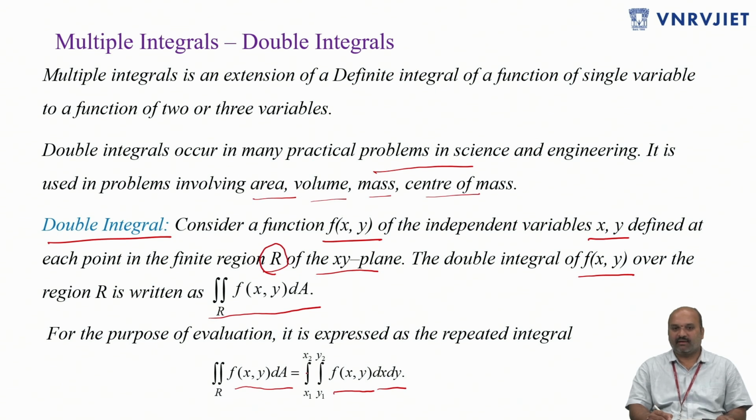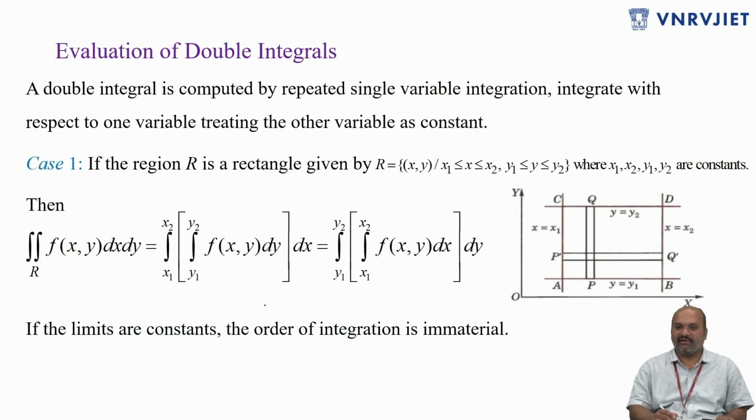Now, see, evaluation of double integral. We have 3 cases. We'll discuss one by one. So first, a double integral is computed by repeated single variable integration. That is, while integrating with respect to one variable, we consider the other variable as constant.